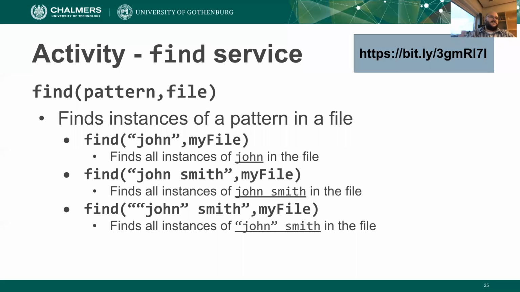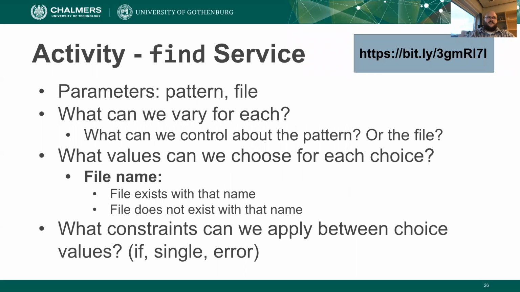Okay, so we have two parameters, the pattern and the file, and we want to think a little about what we can vary for each of those. So what do we control? And what values can we choose for each choice? And then what constraints can we apply between the choice values, those if, single, and error? So what I'd like to do is, we don't have a ton of time, but why don't we take 10 minutes just to try this partially, and then we'll go over one solution to this.